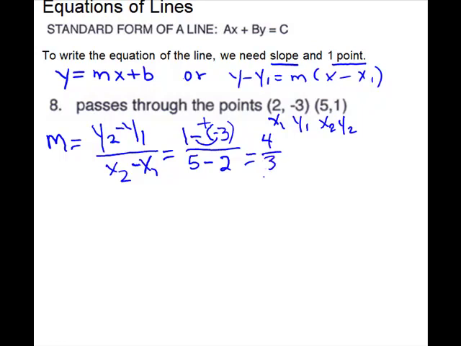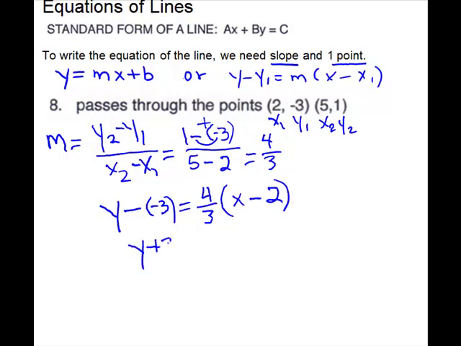Now we have a slope and a point. So we'll plug into the point slope formula. Y minus our y1 is -3 equals m, which is 4/3, times x minus our x1 is 2. We'll clean up. So y plus 3 equals 4/3 times x minus 2.